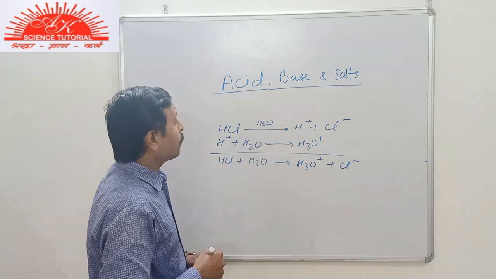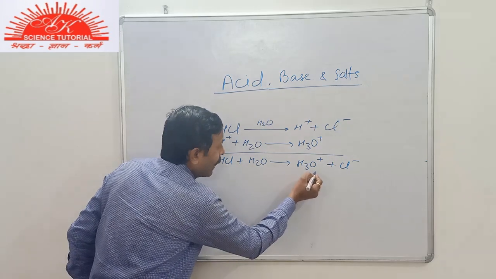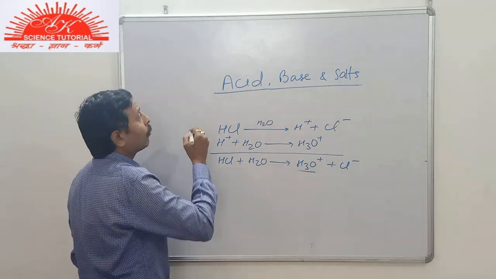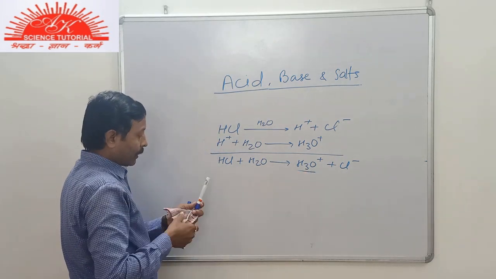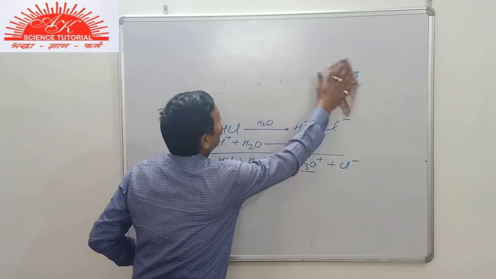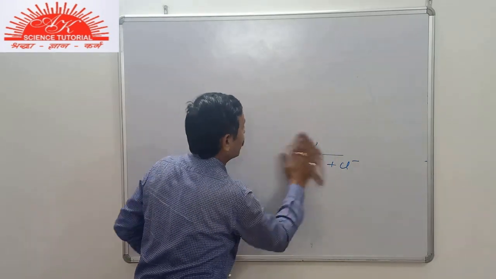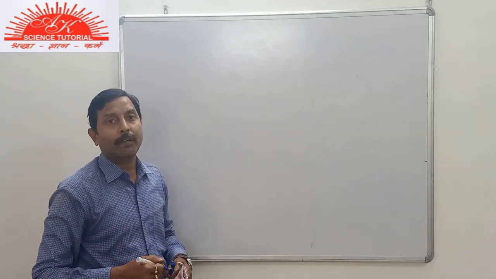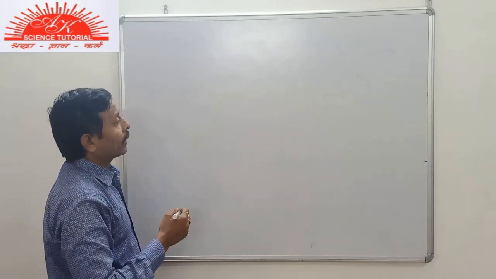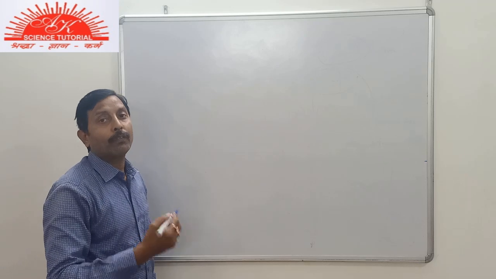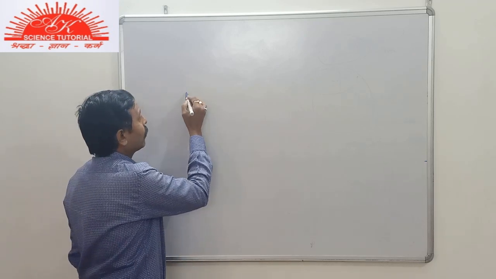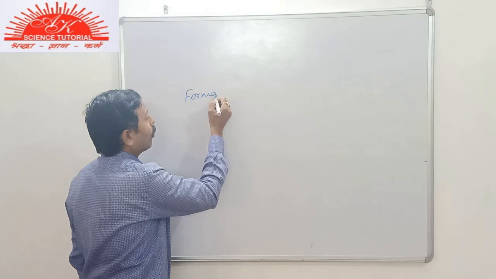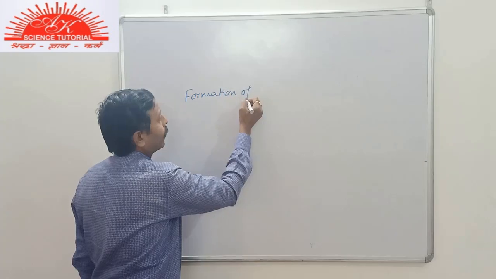Now, how is this ion formed? So we can take a topic, the formation of hydronium ion. This question is frequently asked in board exams: draw the structure of hydronium ion and show the formation of hydronium ion. So we can write here formation of hydronium ion.